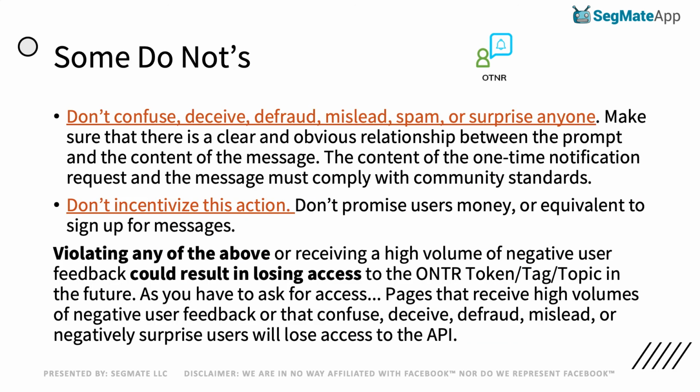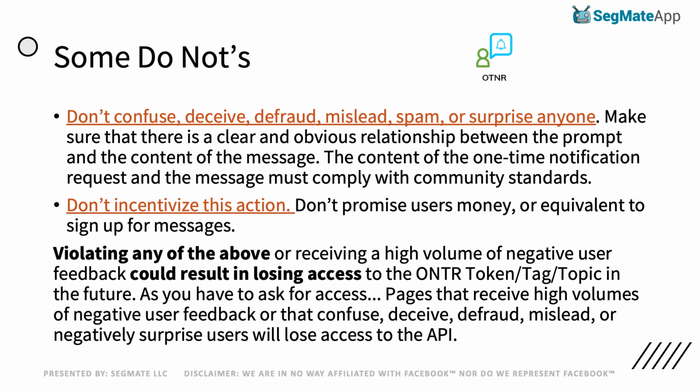Now here's some don'ts, okay? One is don't confuse, deceive, defraud, mislead, spam, or surprise anyone. Make sure that there is a clear and obvious relationship between the prompt and the content of the message. The content of the one-time notification request and the message must comply with community standards, and inside of our knowledge base, you'll find lots of links for that. Also, don't incentivize this action. Don't promise users money or equivalent to sign up for messages. Okay, you cannot bribe people to use them. This is very important that you do not misuse this, okay?